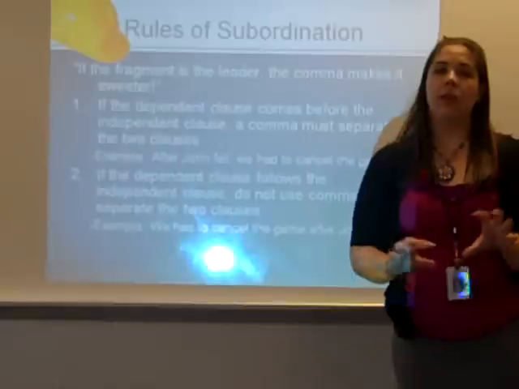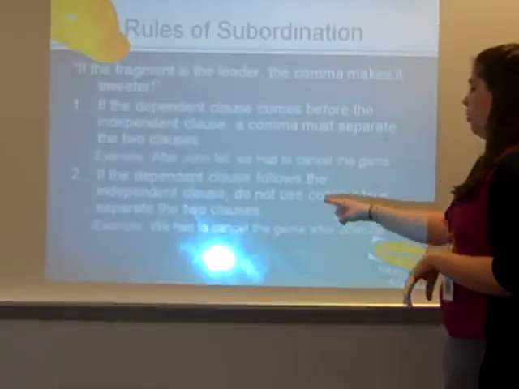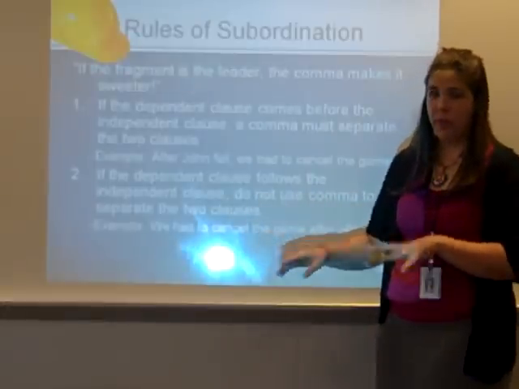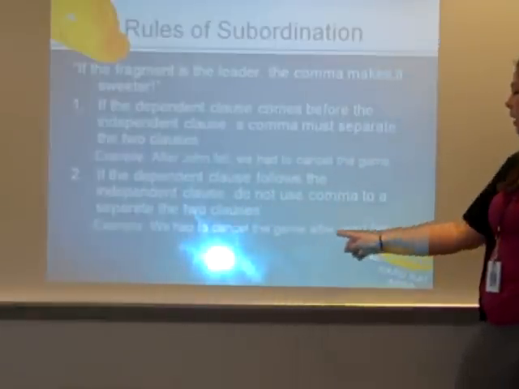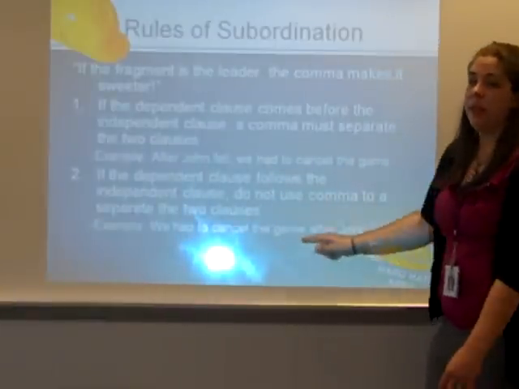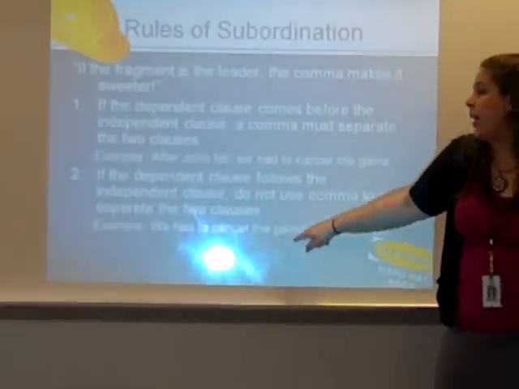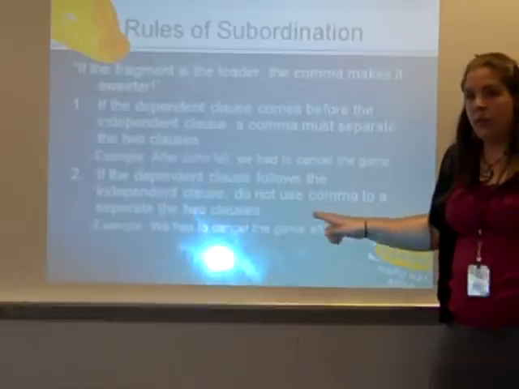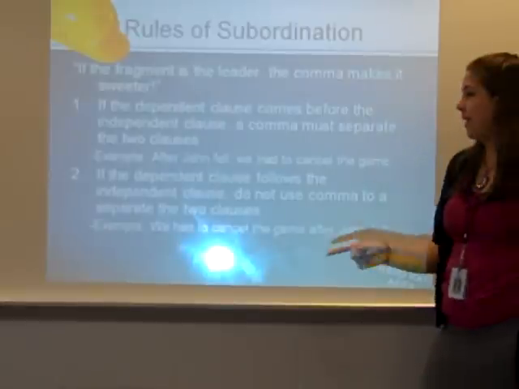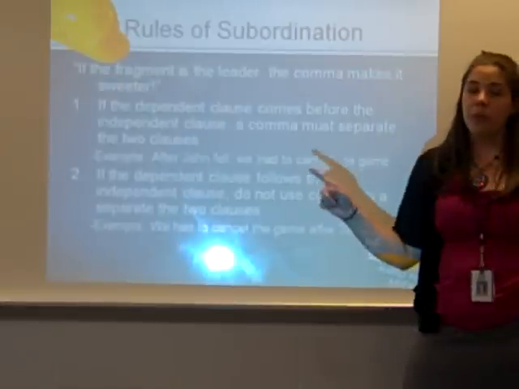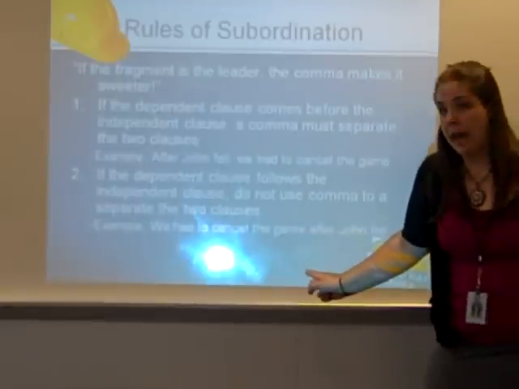If the dependent clause comes after the independent clause, then you don't use a comma. You don't have to. We had to cancel the game after John fell. That's our independent clause, and that's our same dependent clause. But because we're not using a comma, that makes this harder to identify as a complex sentence. So we got to watch that and make sure that we are looking for these things in our assignments, and also we need to make sure that we're doing this in our writing. You don't need a comma here. That's called a comma splice, and that's bad.